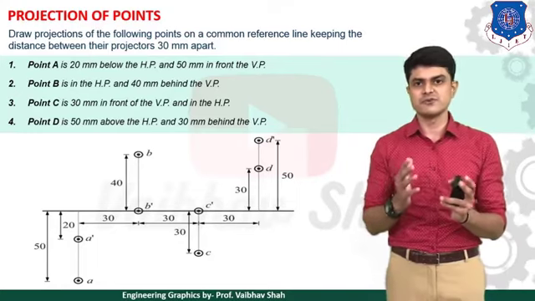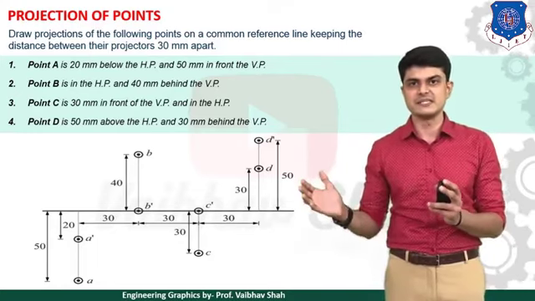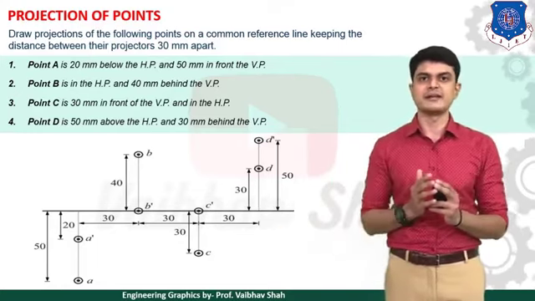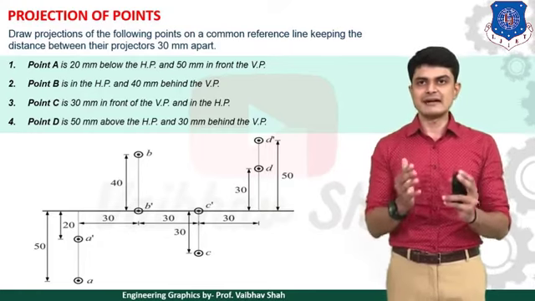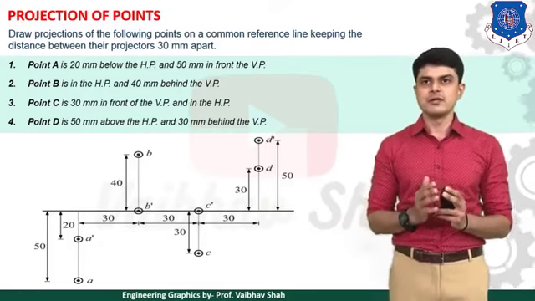And you need to keep the distance between these two projectors of B and C 30 mm, as you can see. So you need to maintain the distance once again. Then after, let us come to our last example.